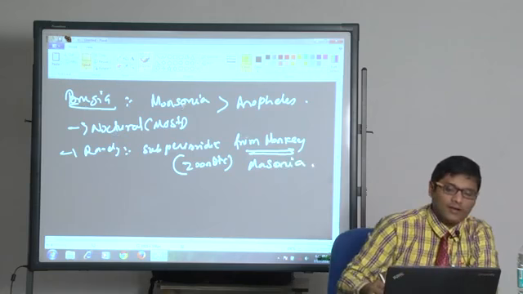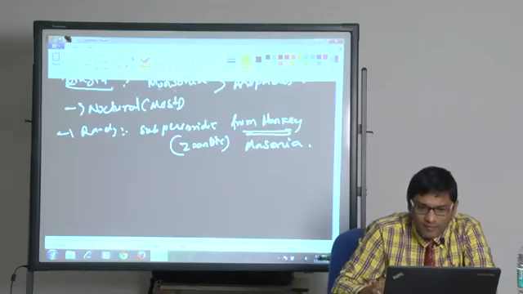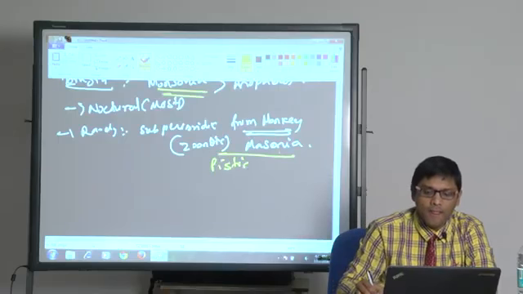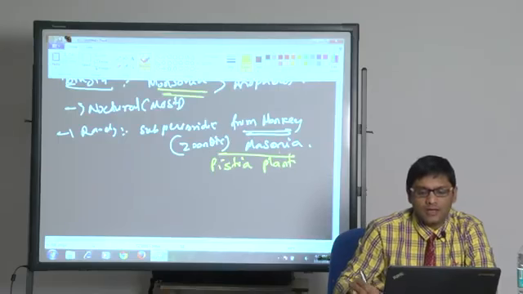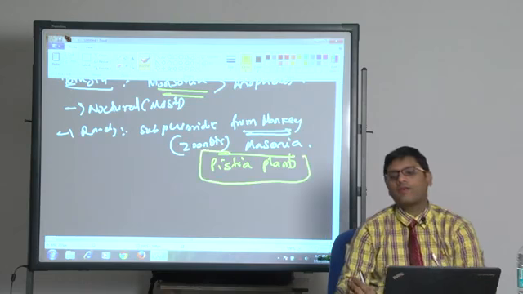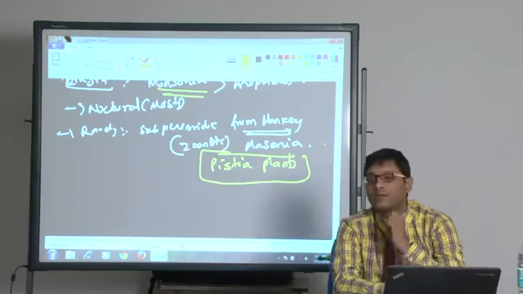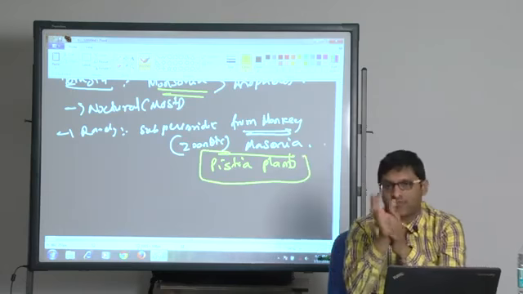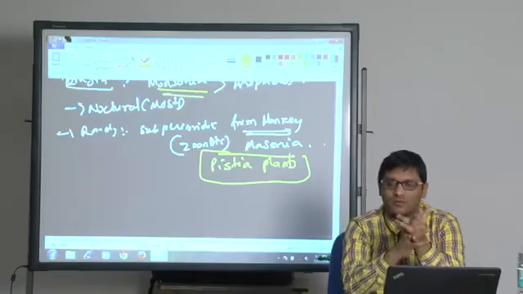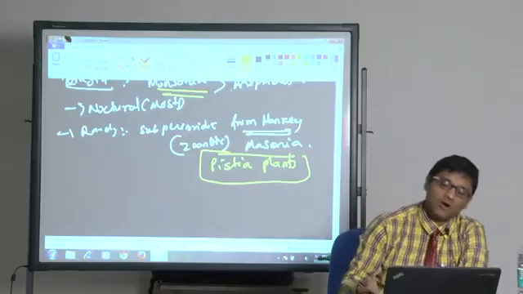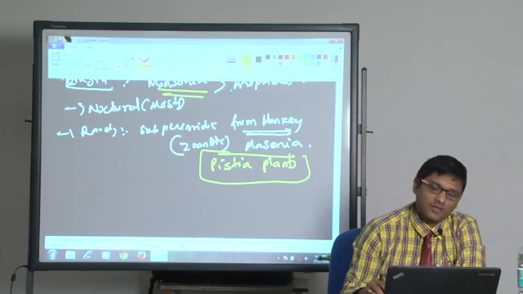And don't forget that for the survival of Mansonia, Pistia plants are important. Pistia plants are important for the survival of the Mansonia vector. So in the filariasis eradication program, removal of Pistia plant is one of the strategies, because they are important for the survival of the Mansonia vector.